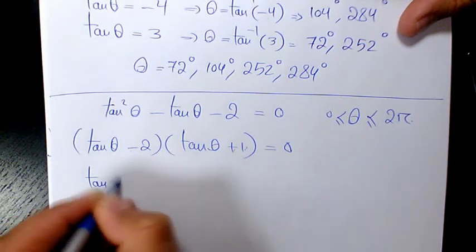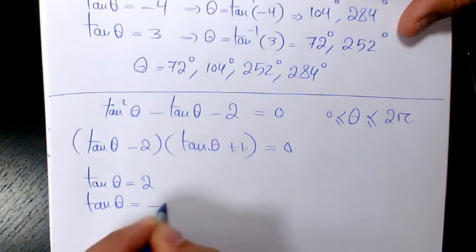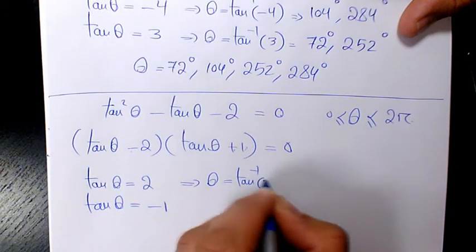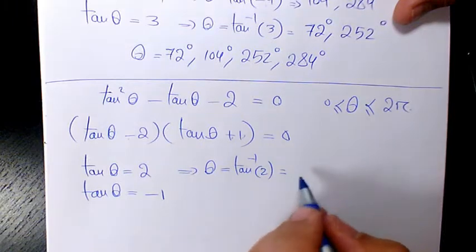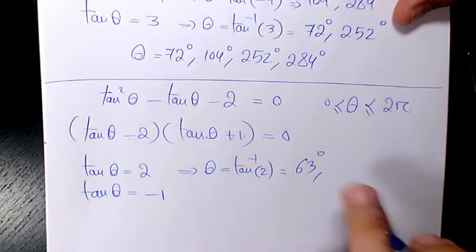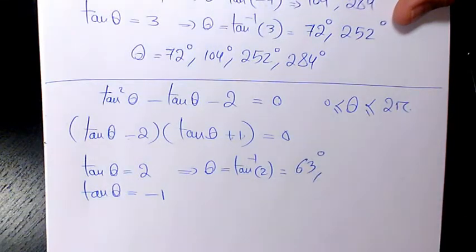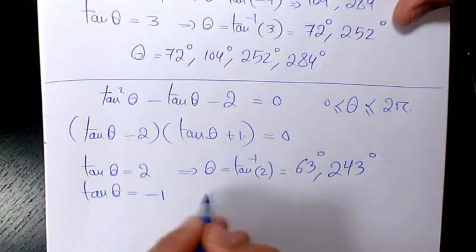One of them is tan theta equals 2. The other is tan theta equals negative 1. So theta equals tan inverse of 2, which will be in quadrant 1 and quadrant 3. That's going to be 63 degrees in quadrant 1. In quadrant 3 it's going to be 180 plus 63, which is 243 degrees.